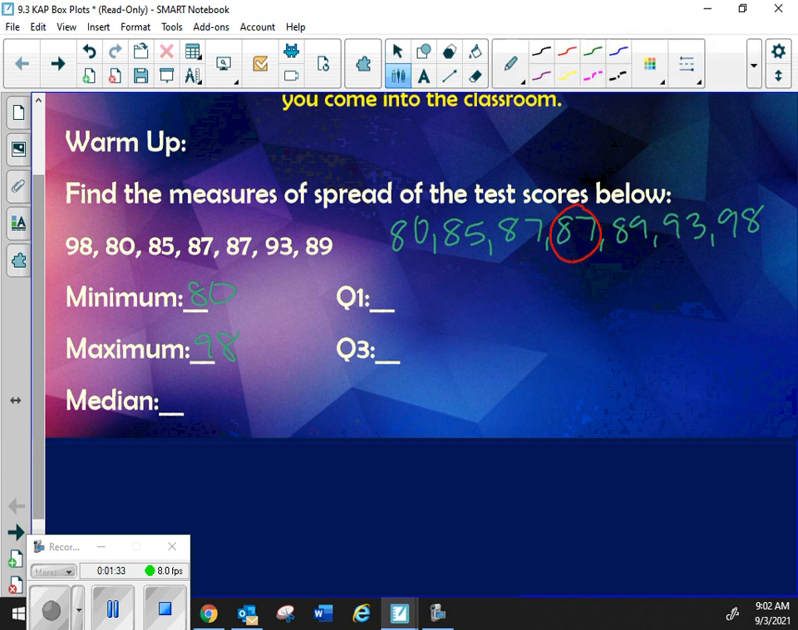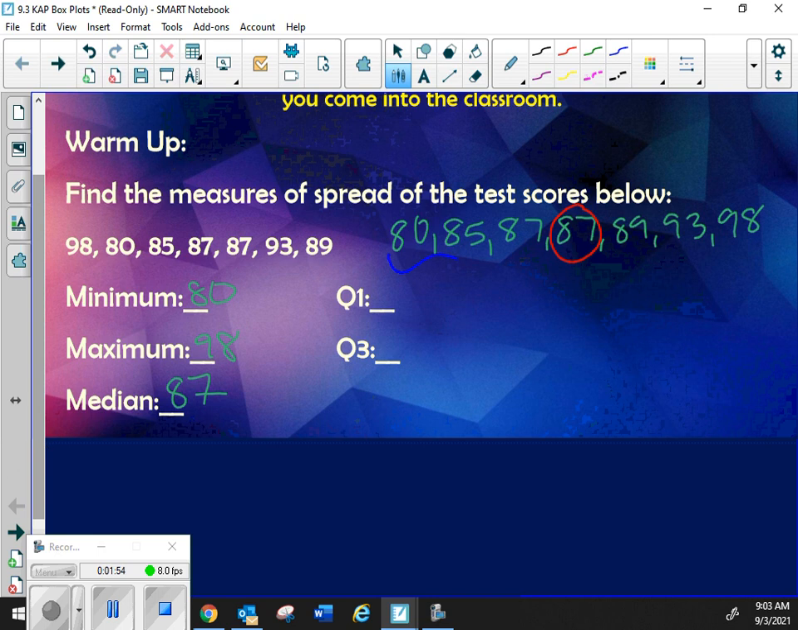Yes, sir. Oh, okay. So because it's 87, does it get included in the first half or the second half? No, it is the 50% line. So when I find Q1, which is the same thing, what's the other name for it? Quartile 1 or the first quartile.